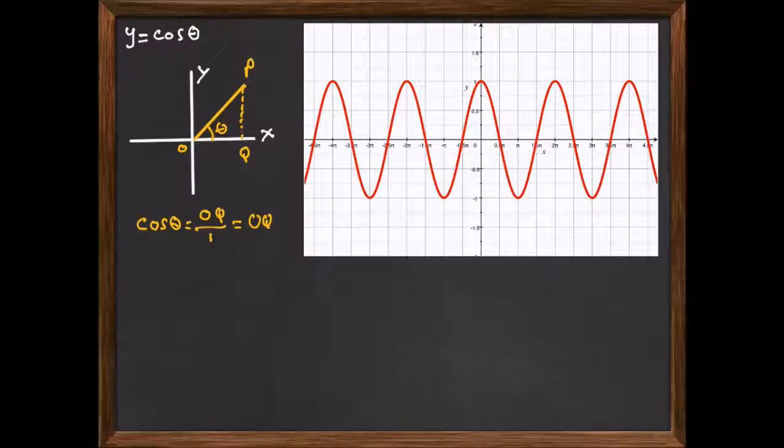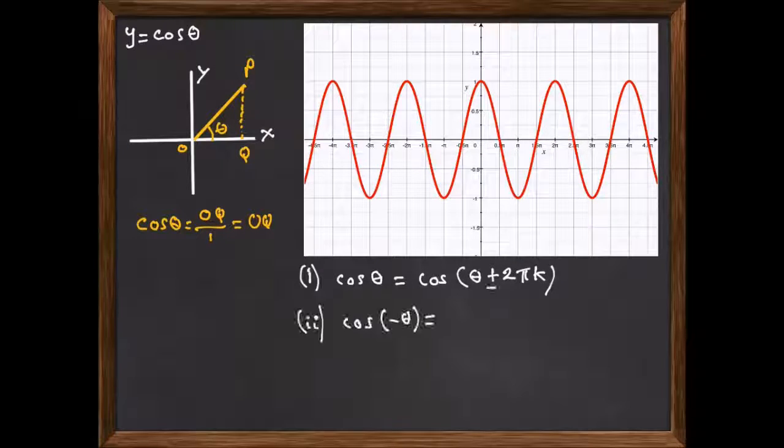Let's now look at the graph of cosine theta and identify some useful properties. As with the sine function, the cosine function has period 2 pi, or in degrees, 360. This means that cosine theta is going to be equal to cosine of theta plus 2 pi k, where k is any positive or negative integer. We also observe that the graph to the right of the y-axis and the graph to the left of the y-axis are mirror reflections. Therefore, cosine minus theta is going to be equal to the cosine of theta.